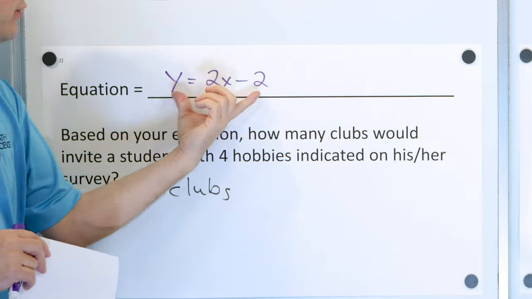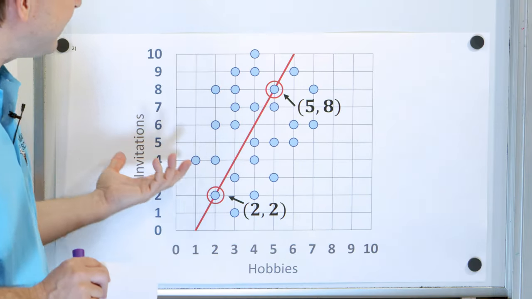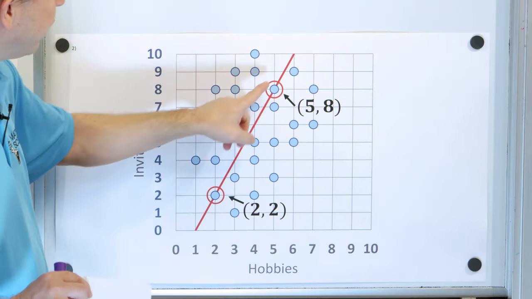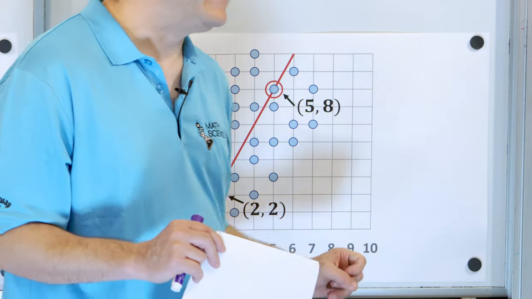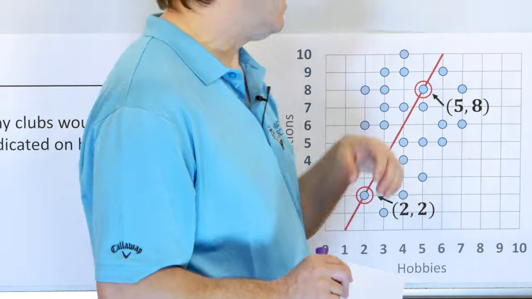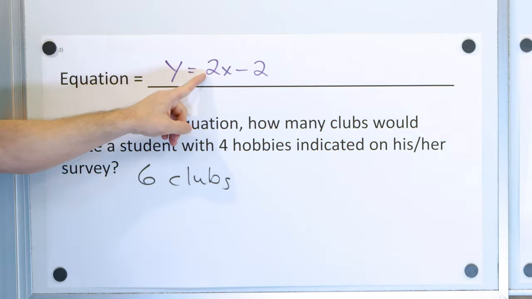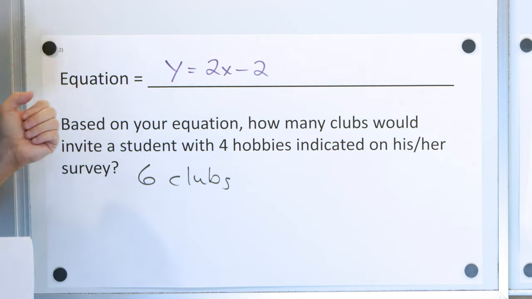Now, you could use this to make a prediction outside of my data set. Let's say that here we only go up to 7 hobbies, but what if I invite some kids with 10 hobbies? There's no data at all up here at 10 hobbies, but I could put 10 in here. 2 times 10 is 20, and 20 minus 2 is 18. They should have 18 invitations.